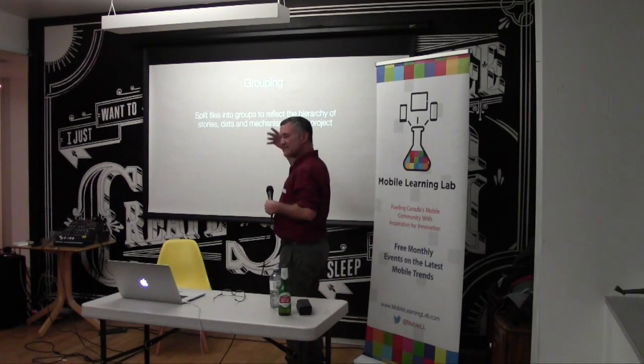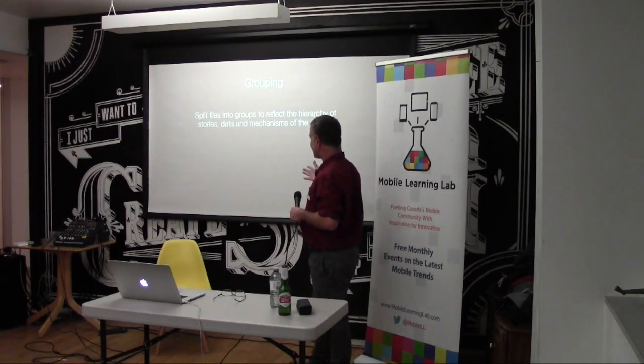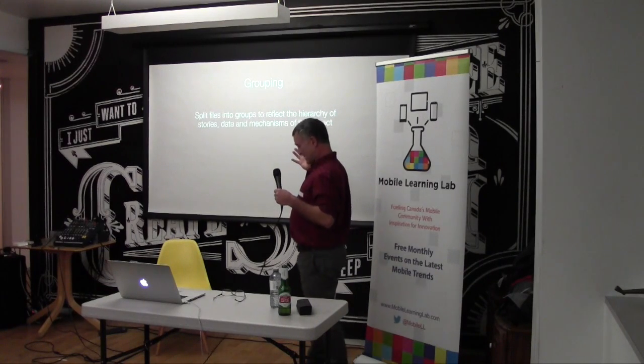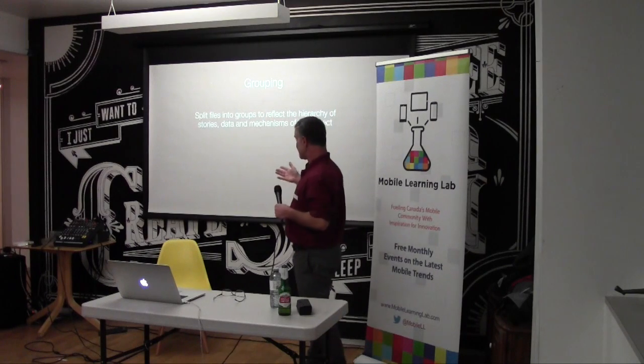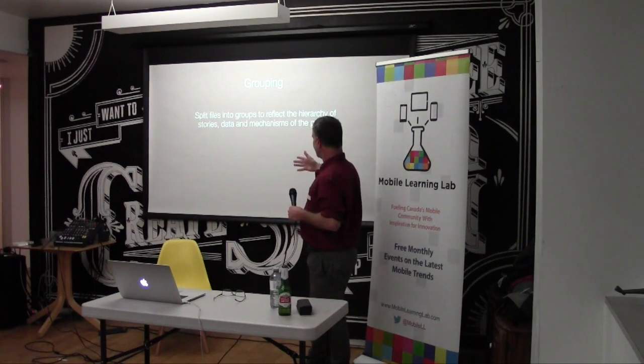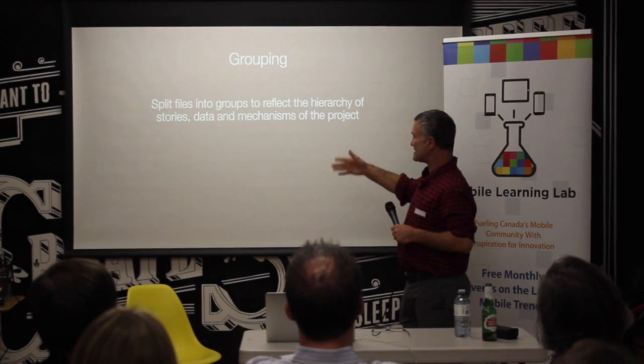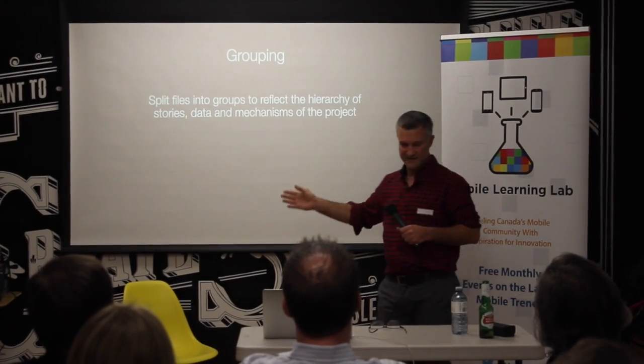So I'm thinking that the easiest way to organize a project is to split all of your classes and files, and not just classes, but your assets as well, into groups to reflect the hierarchy of the stories, the data, and the mechanisms of the project.